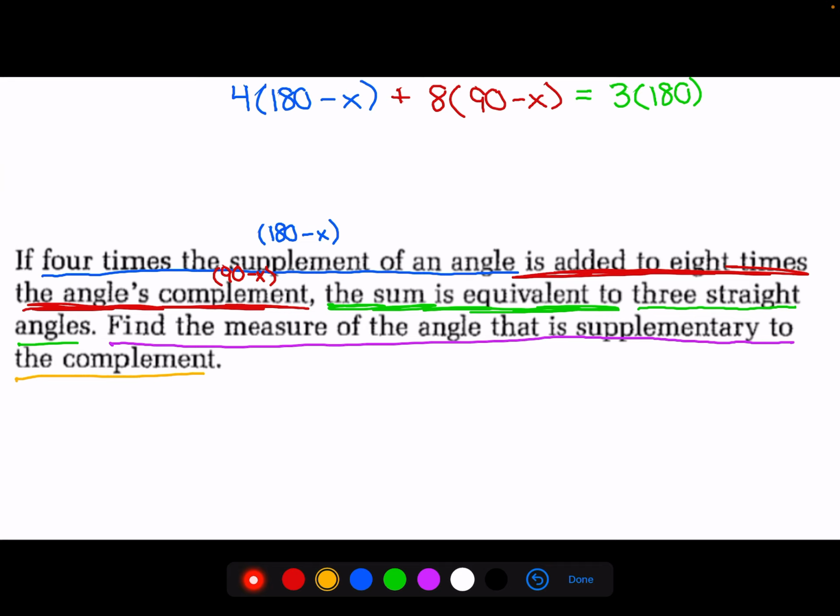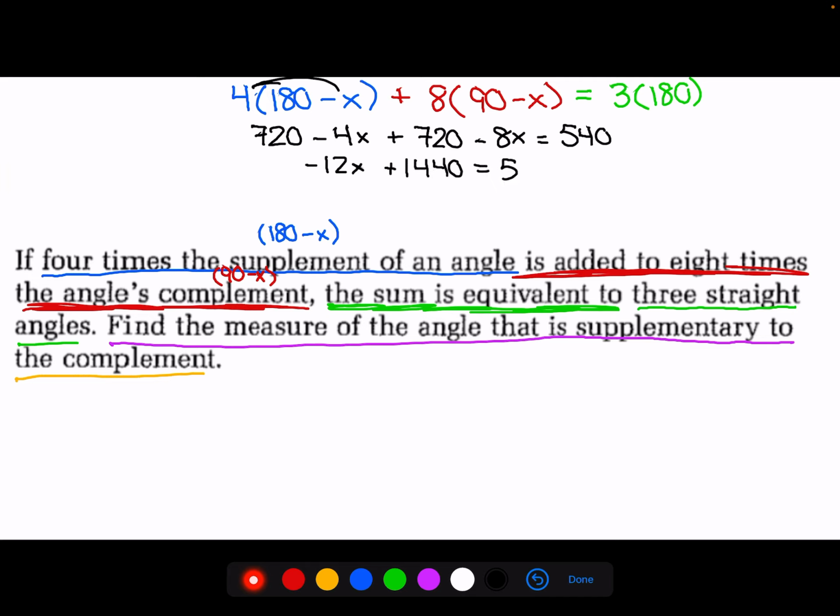So this is going to be a little bit of work, and this is probably the most difficult one that we've seen. The first thing that we do is we distribute through. We get 720 minus 4x plus 720 minus 8x equals 540. This will give me negative 12x plus 1,440 equals 540. Negative 12x equals negative 900. X is equal to 75. So we know that our original angle is 75 degrees.